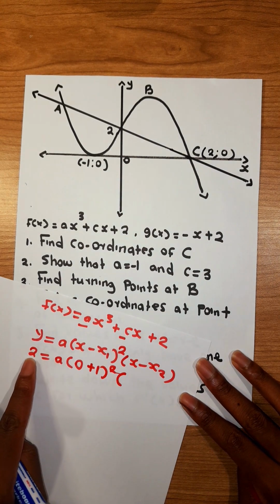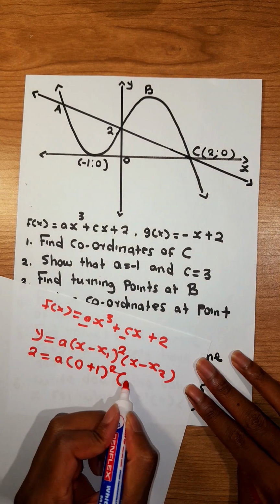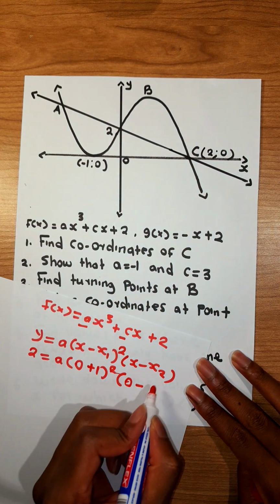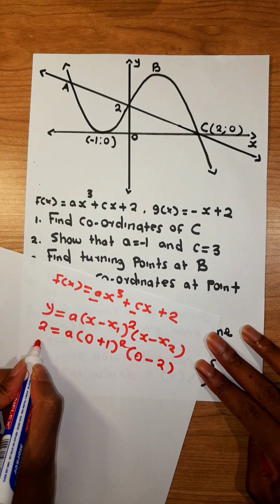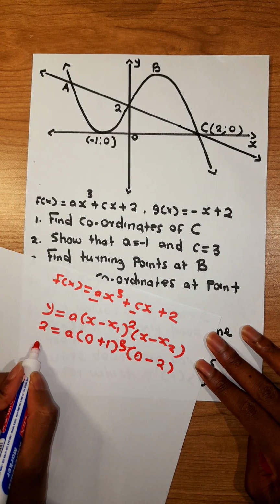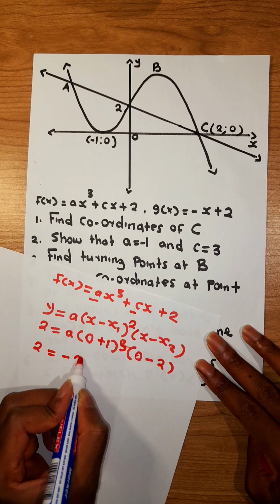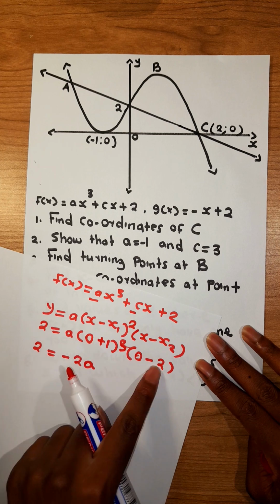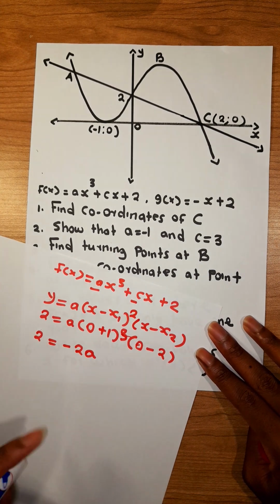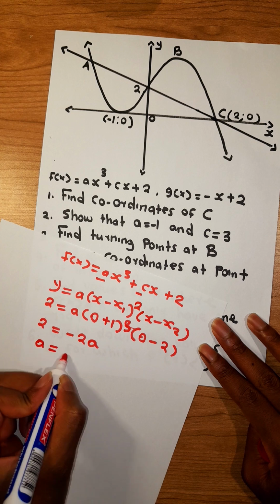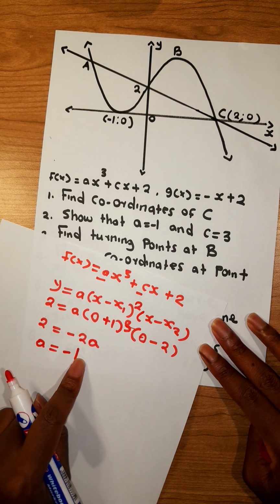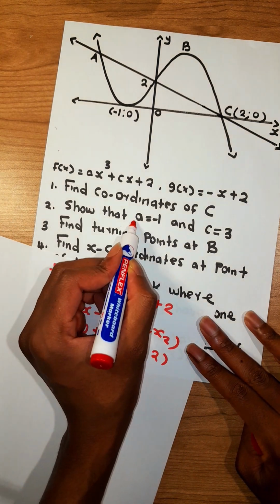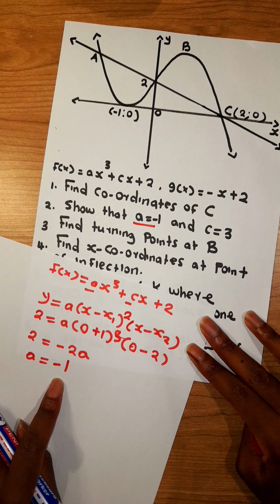Remember, when y is 2, our x is going to be 0, and the other x-intercept is going to be 2, so it's going to be minus 2. This is squared, by the way. This is going to be 2, and that equals -2a, because this is just going to be 1, and then a times -2 gives you -2a. So if you divide both sides by -2, you find that indeed a equals -1. So what you were required to prove, you have proved it. We have found that a indeed equals -1.